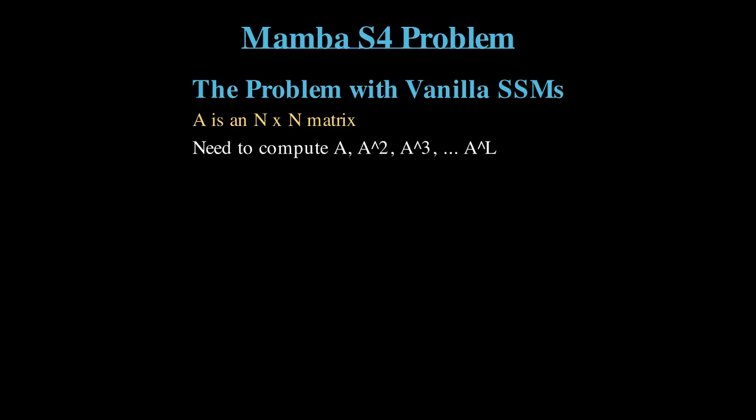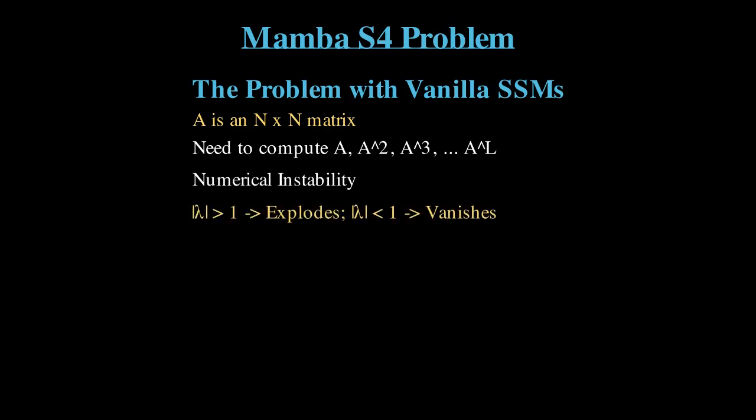This duality is elegant, but there's a huge problem with this vanilla formulation. It all comes down to the state matrix, A. In theory, A is an n by n matrix, where n is the state size. To compute the convolution kernel, we need to calculate powers of A squared, A cubed, and so on, up to the sequence length. This is computationally expensive. More importantly, it's numerically unstable.